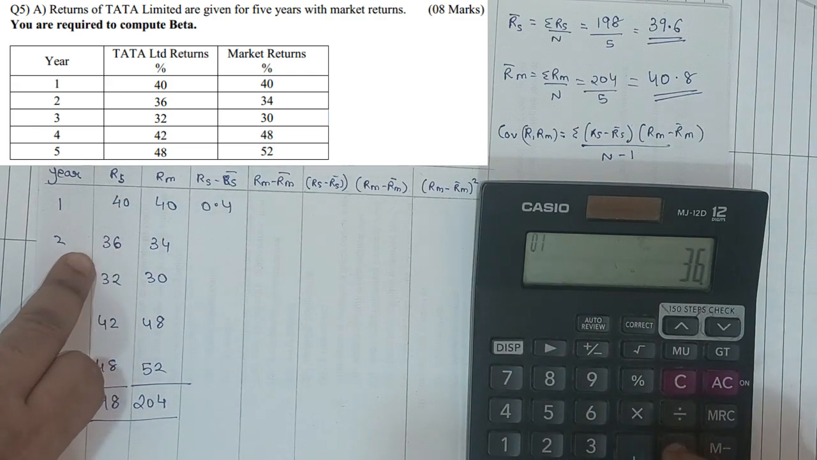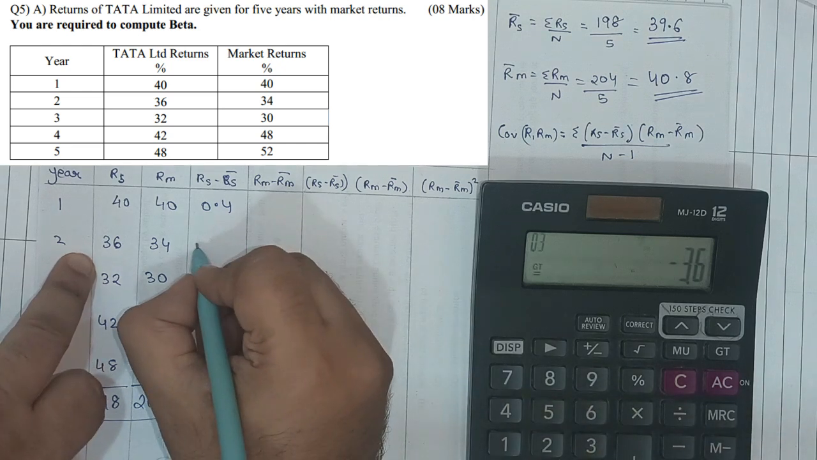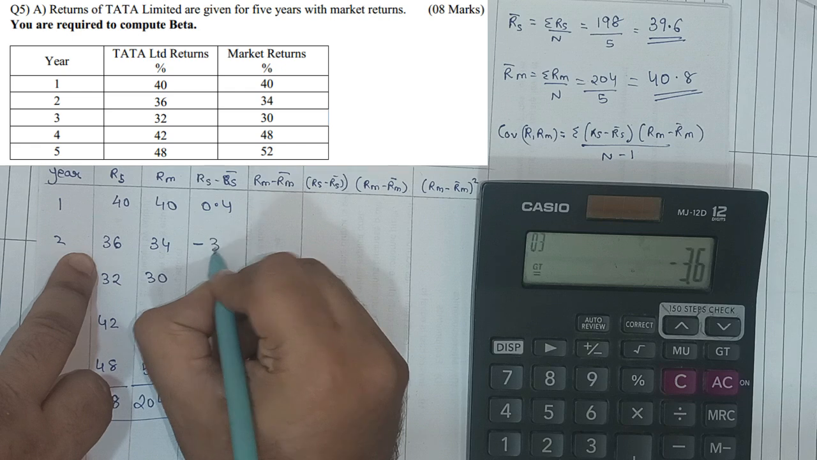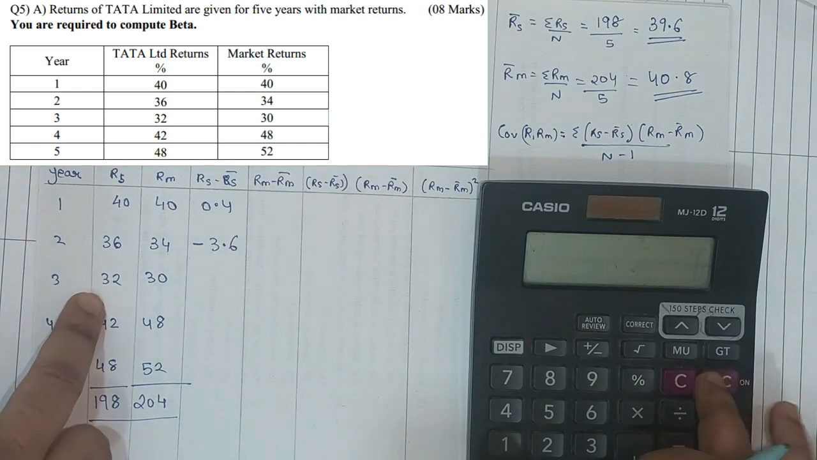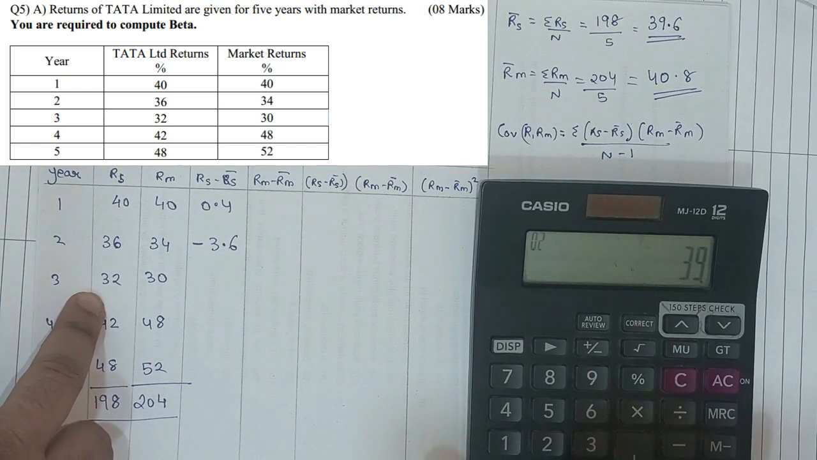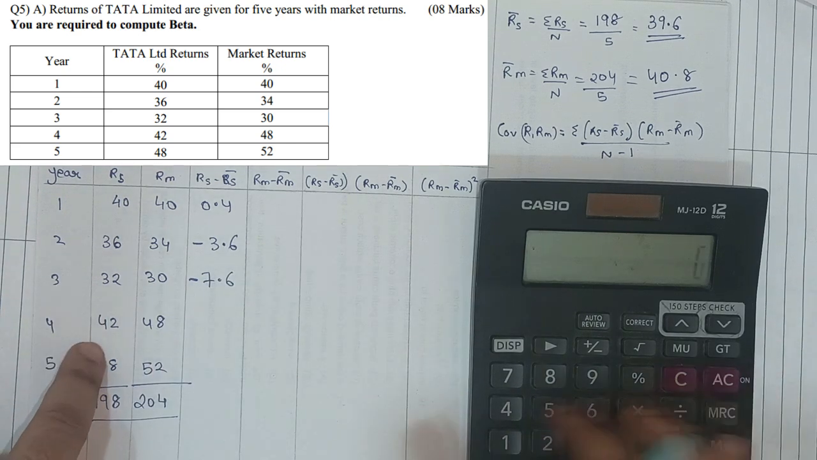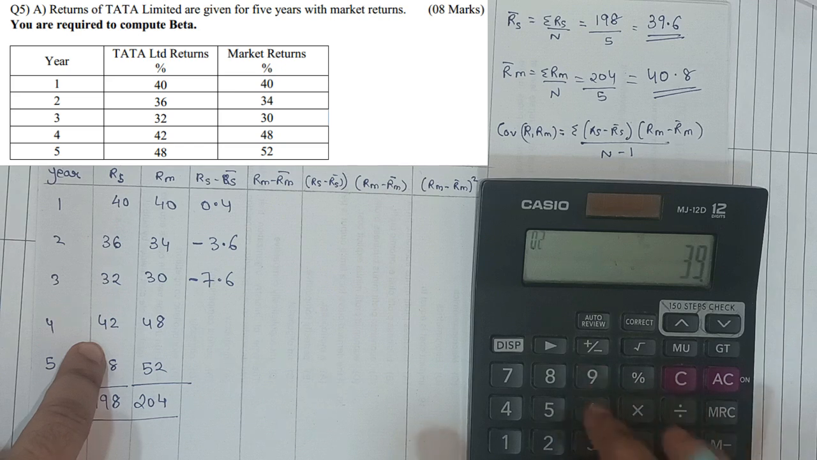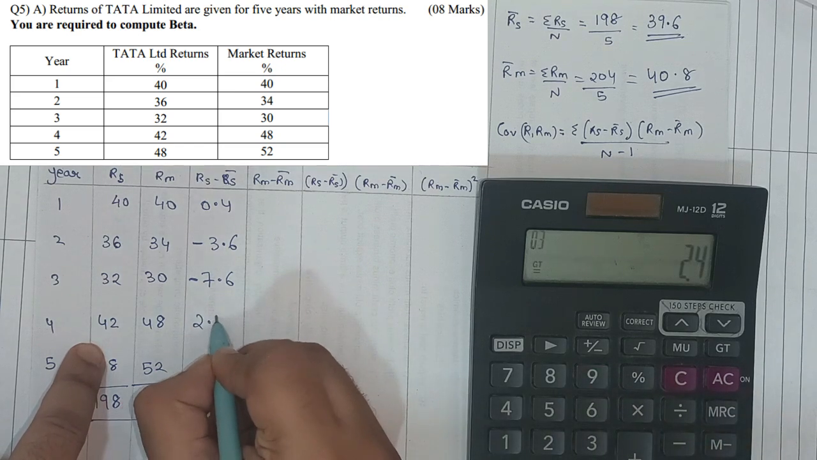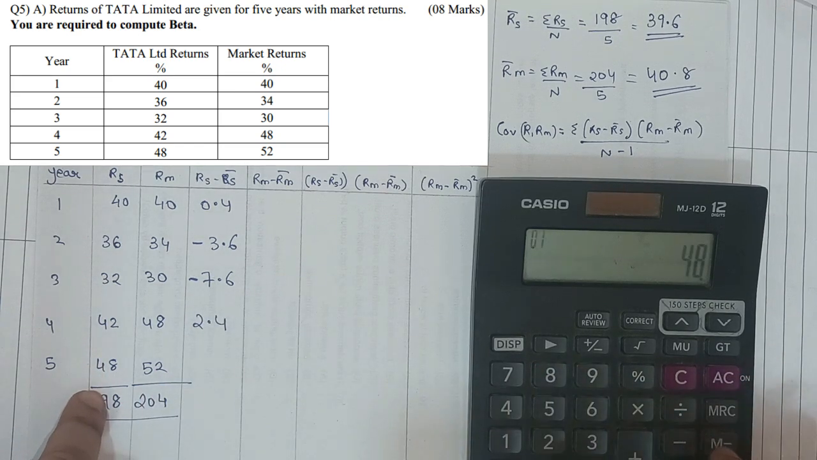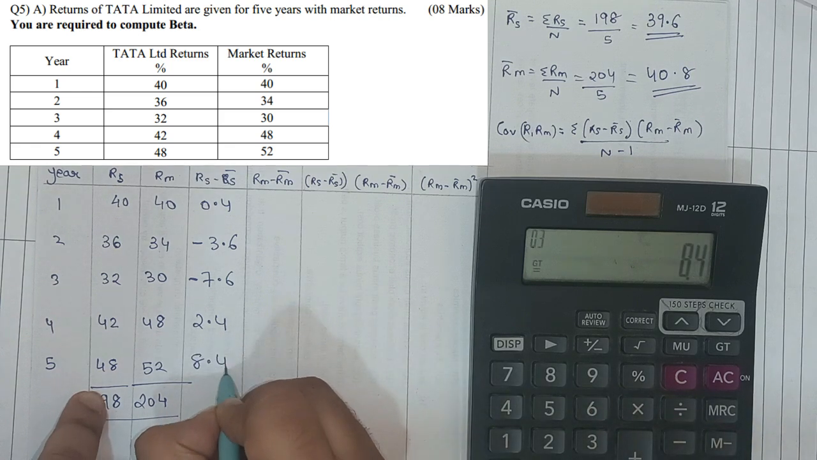Next is 36 minus 39.6, which is negative 3.6. Next, 32 minus 39.6 is minus 7.6. 42 minus 39.6 is 2.4. 48 minus 39.6 is 8.4.